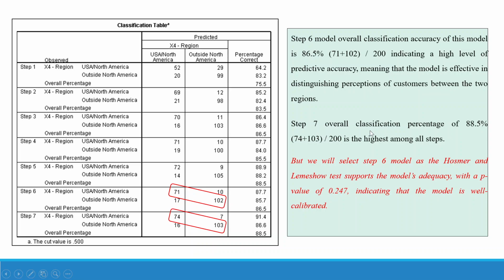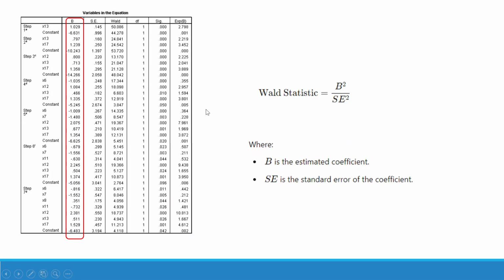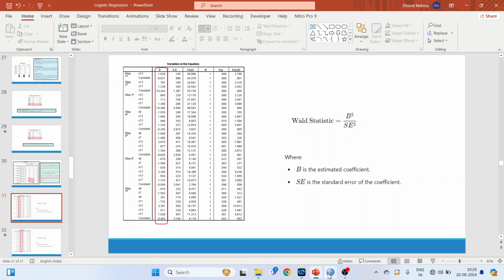Step 7. Overall classification percentage is 88.5. So it's the highest among all steps. But we will select the step 6 model as the Hosmer and Lemeshow test supports the model's adequacy with a p-value of 0.247, indicating that the model is well calibrated. See, here classification accuracy is high, I agree. But Hosmer and Lemeshow supports the step 6 model.